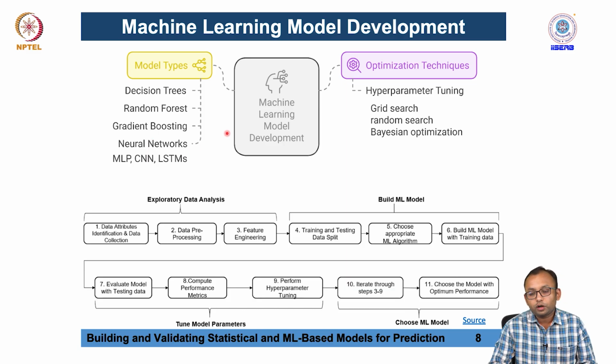Then we have also talked about different types of machine learning models. For example, there are decision trees, random forest models, gradient boosting models, neural network models, like that. And when we use these types of models, we also use some sort of optimization techniques.